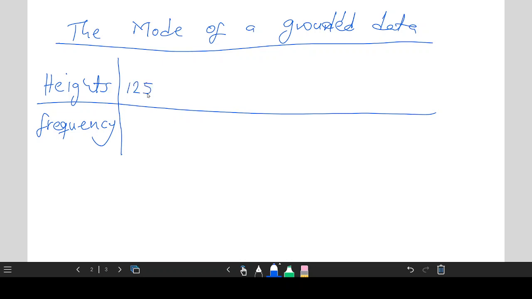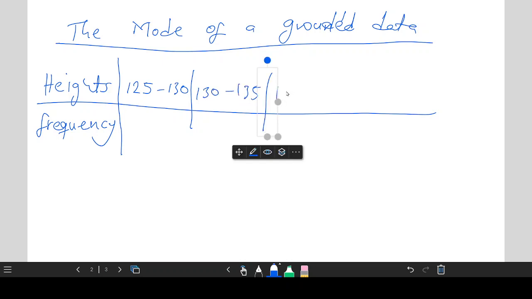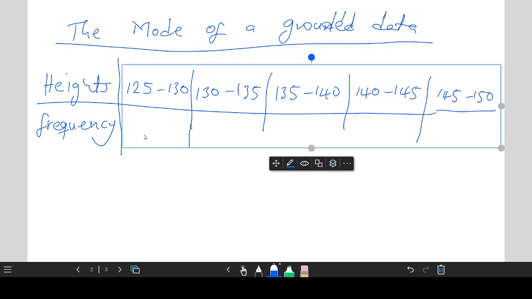the groups start with 125 to 130, 130 to 135, 135 to 140, 140 to 145, and the last group 145 to 150. Okay, say these groups have frequencies attached to them: 7, 14, 10, 10, 9. Now, we will first need to pick the modal class.